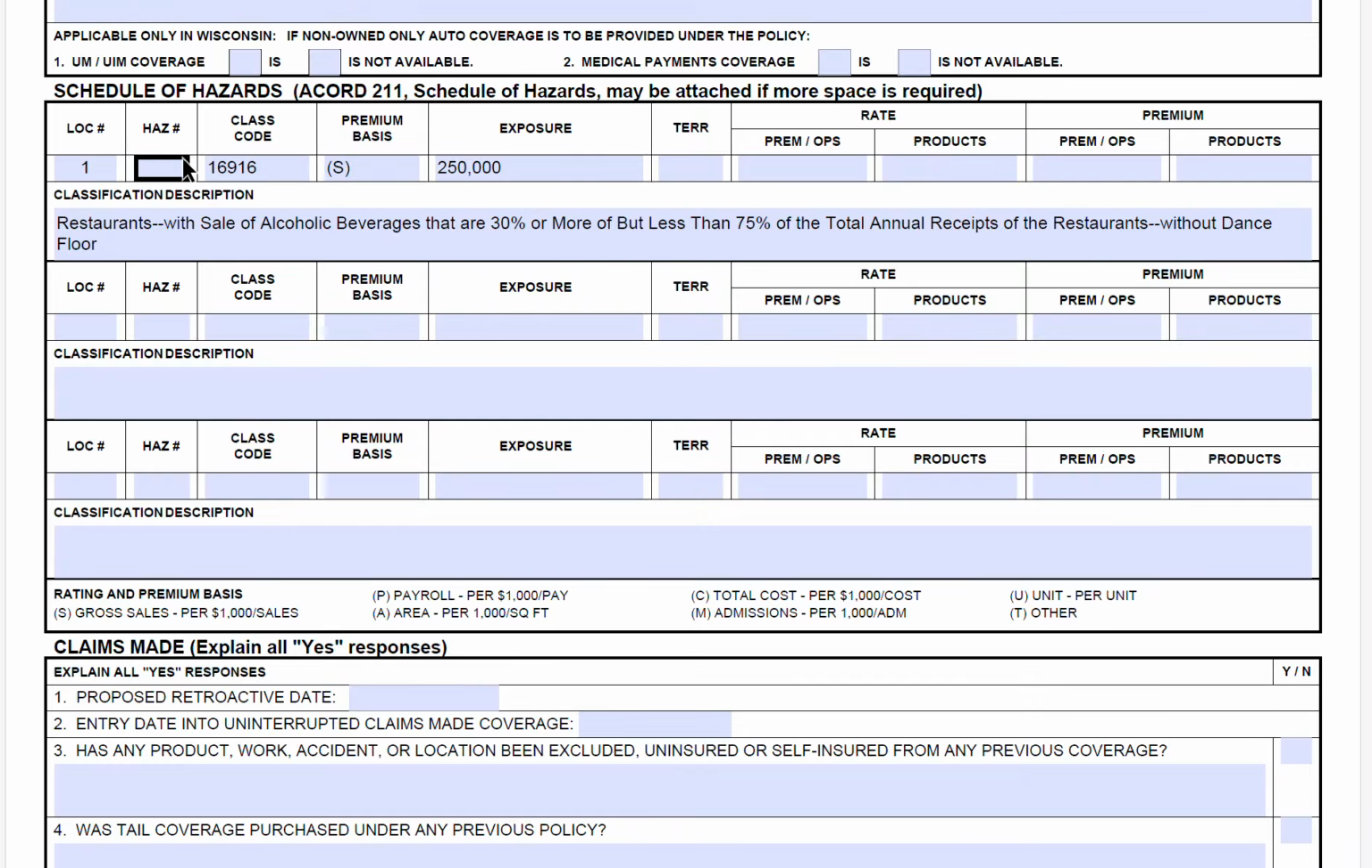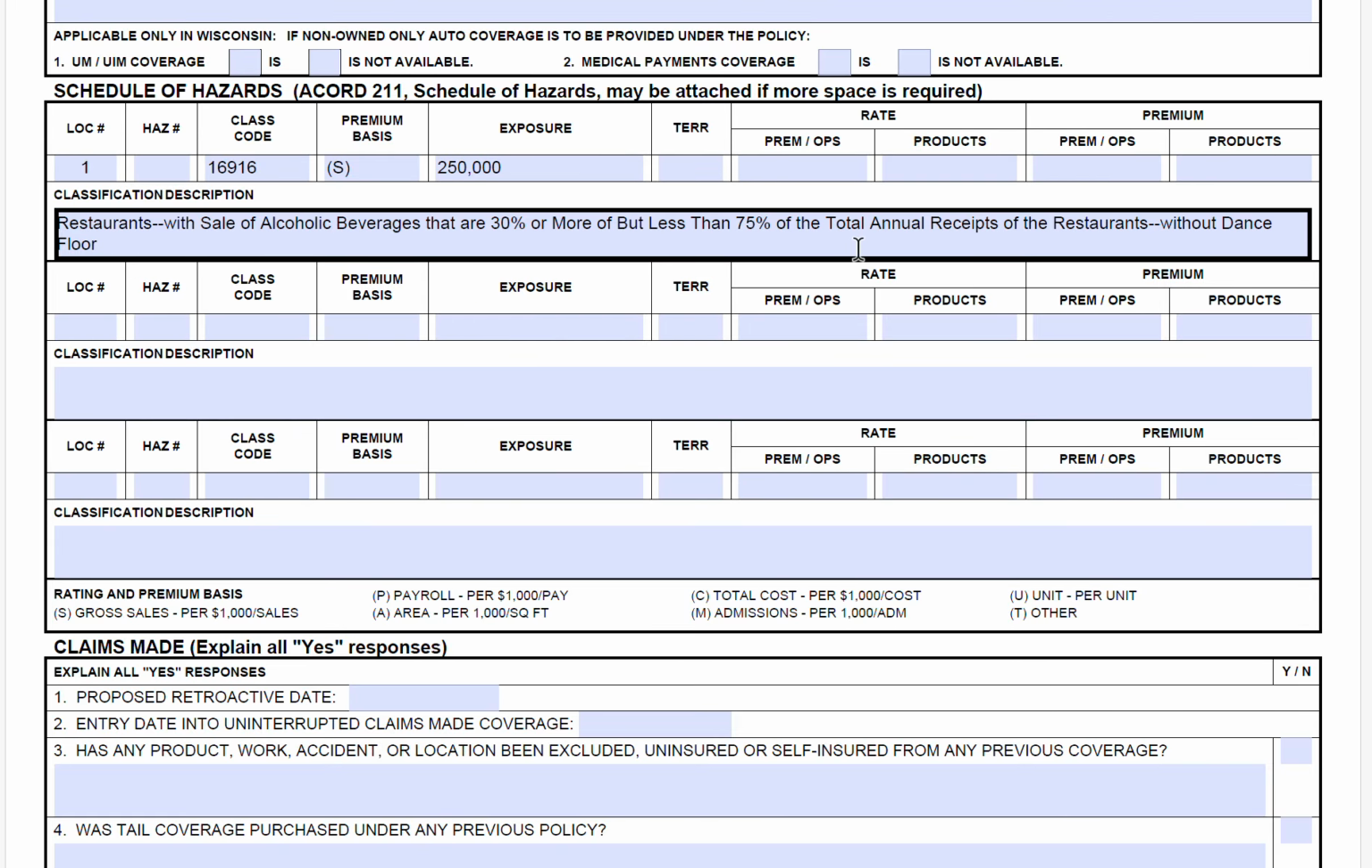So depending on what type of business they have, usually it's gross sales, sometimes it's payroll, especially in construction. And so you just need to list what that premium basis is and what that exposure is. For this, I'm using sales at $250,000. And then you're going to want to list the classification description here.